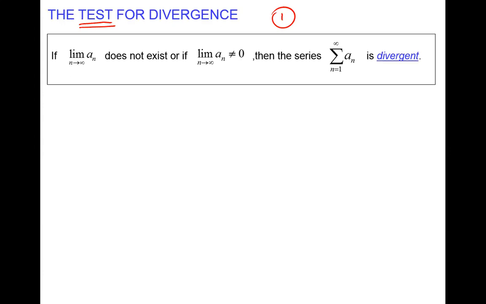Okay, and let's read the test. Probably it will make sense for you. If the limit of the sequence a sub n, limit at infinity, does not exist or is different than 0, then the infinite series is divergent.